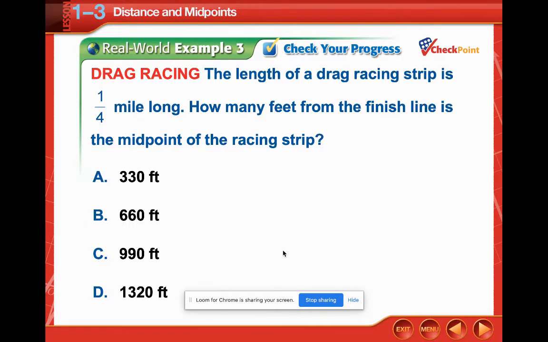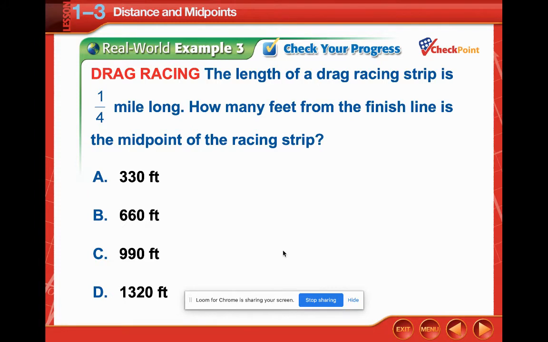All right. So there are 5,280 feet in a mile. So a quarter mile would be, divide that by 4, and it'll be 1320. That's how many feet are in a quarter mile long drag racing strip.